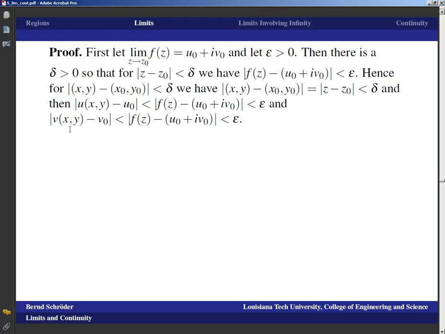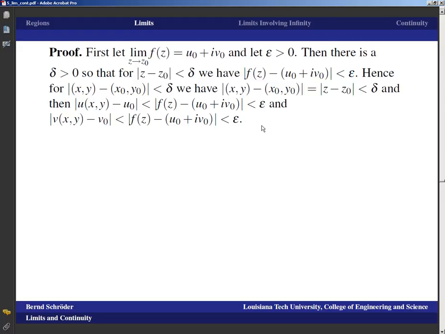Moreover, same story goes for v. This difference here is smaller than this difference over here, because on this right-hand side, we've got the square root of the square of u minus u0 plus the square of v minus v0. So that thing is bigger. And again, by what we had been allowed to assume, this difference is smaller than epsilon.